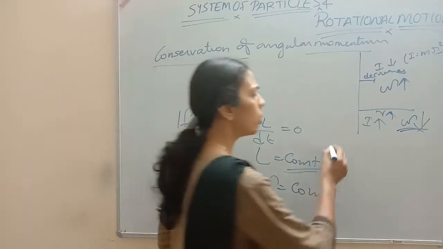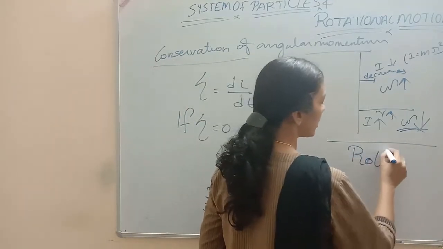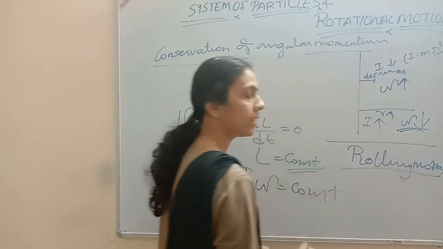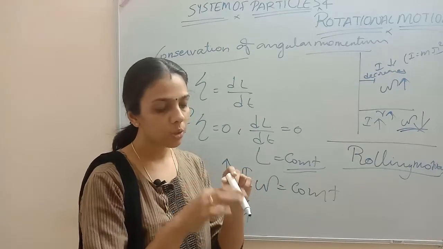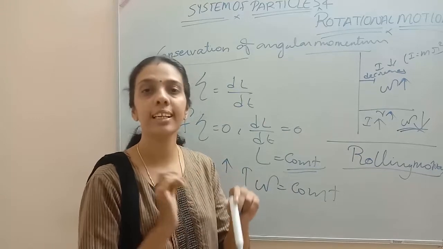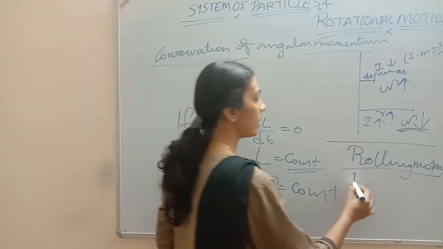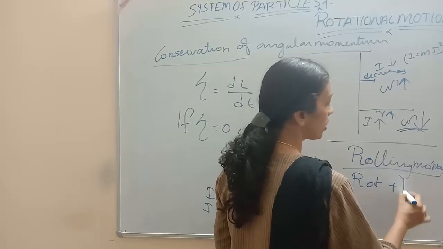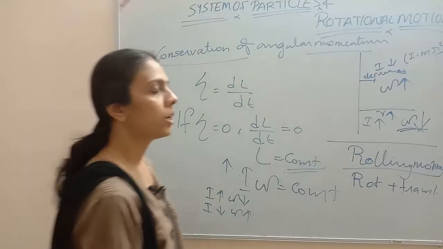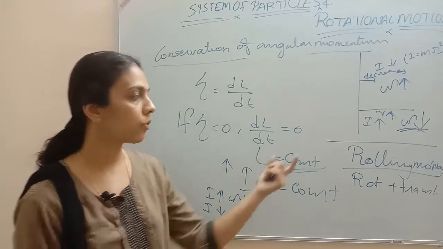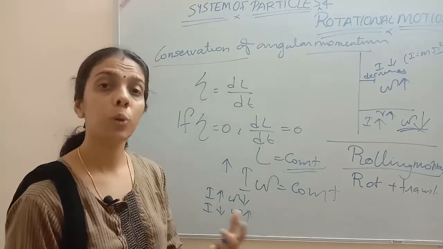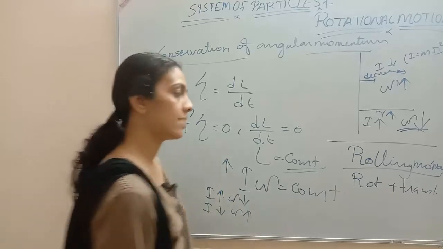Next is rolling motion. When an object is rolling, what kinds of motion are there? If an object is rolling from here to here, what will happen? Rotation is there, and translation is also there. Rotational plus translational we should consider in the case of rolling motion. If we need to find the kinetic energy of a rolling object, what should we do? We should consider the rotational motion as well as the translational motion.